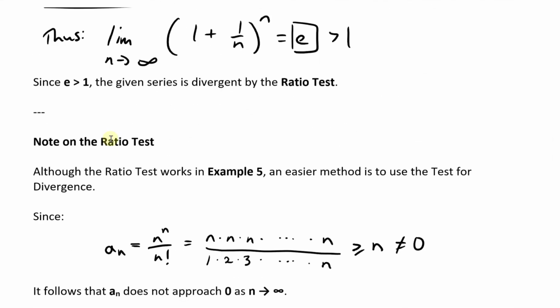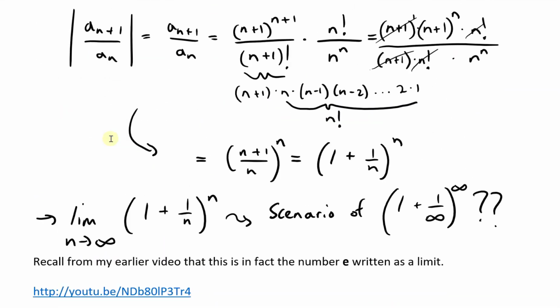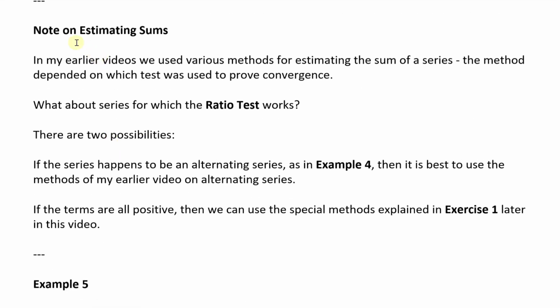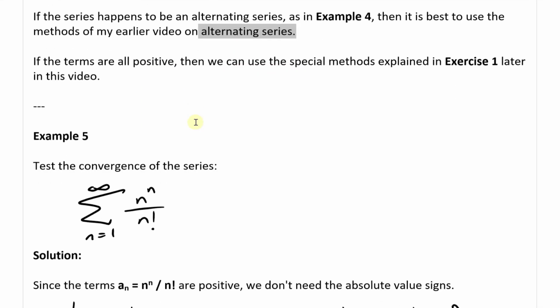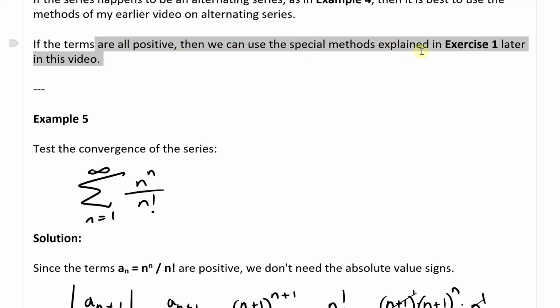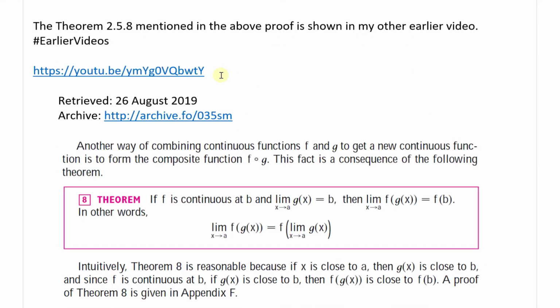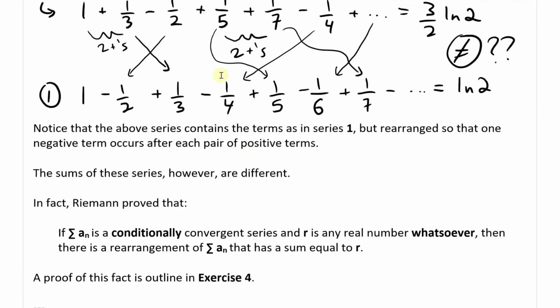And this one, I briefly mentioned earlier in my video when I was discussing estimating sums for the ratio test. So here, remember, I mentioned estimating sums, and in my earlier videos I went over various methods for estimating the sum of the series, and those depended on which test was used to prove convergence. And here I stated there are 2 possibilities when we're dealing with the ratio test. If it's alternating, we could just use the methods in my earlier video on alternating series. But if the terms are all positive, then we could use the special methods explained in exercise 1 later in this video. So let's just jump right into exercise 1.